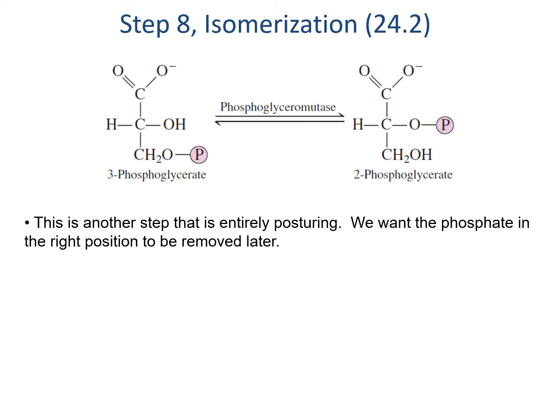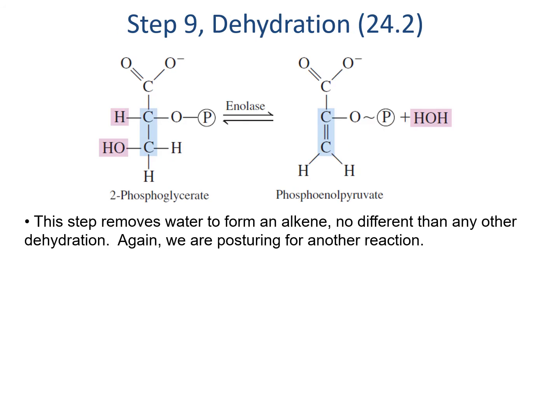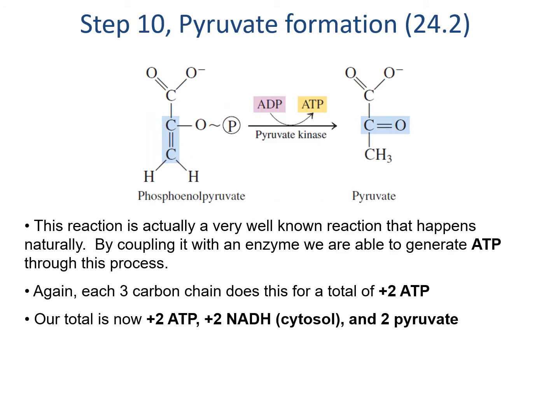Step 8 is really just an isomerization, but it makes it much easier to get energy out of the phosphate that remains later. Step 9 is a dehydration. Again, this doesn't give us any energy directly, but it does make the phosphate much more reactive and easier to put on to an ADP in order to make ATP. In this final step, we finally see the phosphate removed to generate ATP. Again, since we have 2 3-carbon molecules per glucose, we produce 2 ATP per glucose at this step.